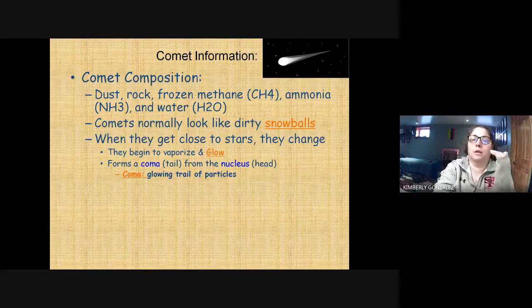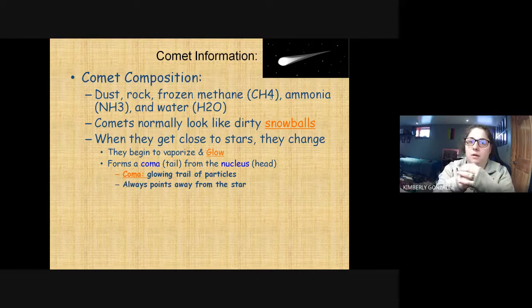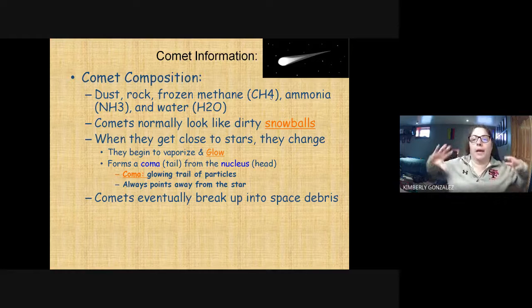So the coma is going to be a glowing trail of the nucleus particles. Again, it always points away from the star. Eventually, if the comet doesn't refreeze into its original shape, it will completely break up and create more space debris.